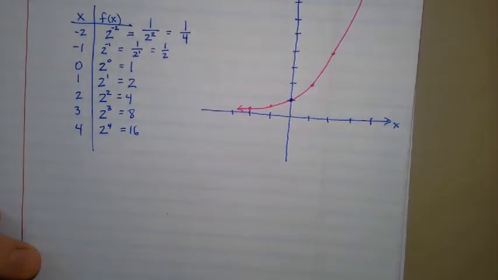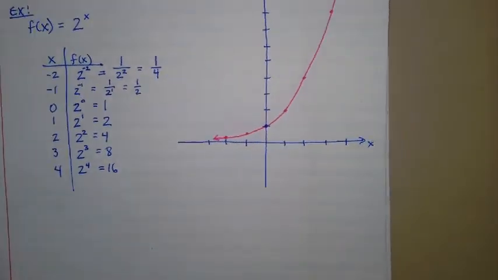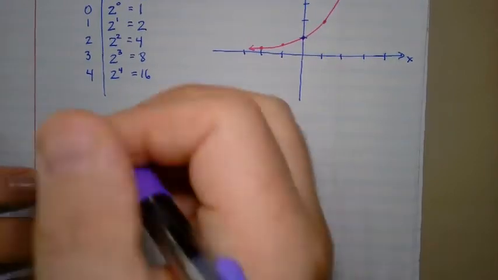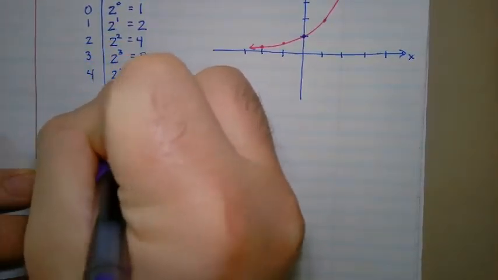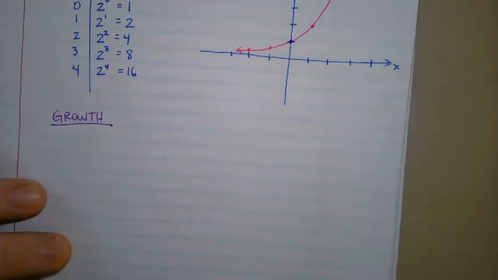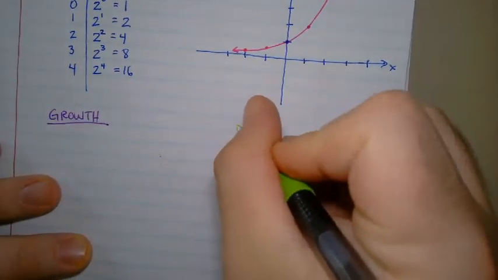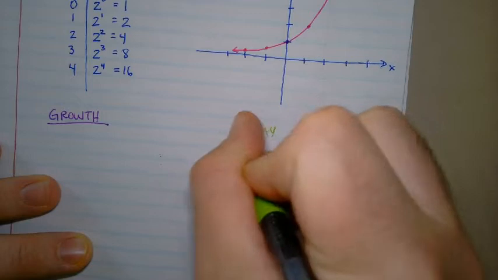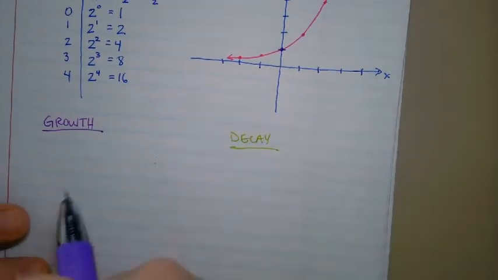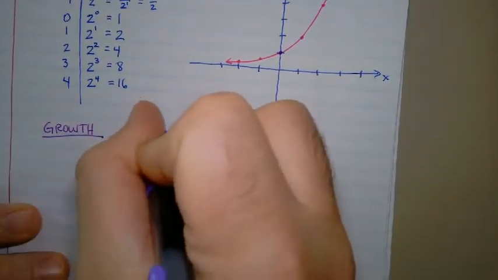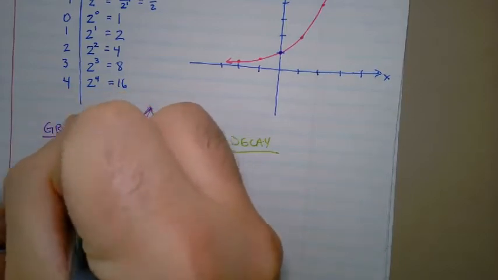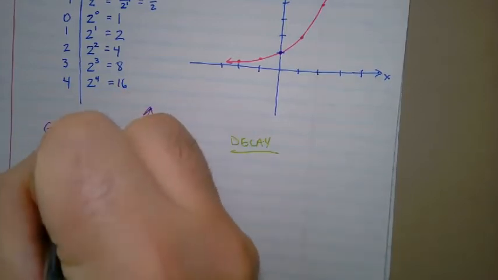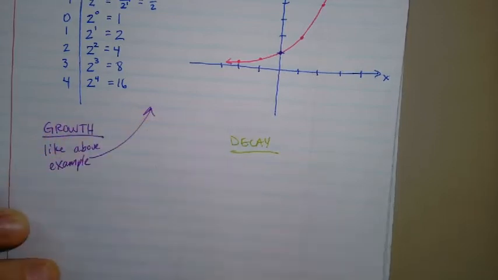Now, when we're talking about exponential functions, there's really two types that we talk about. We talk about what's called growth, and we talk about decay. All right, so growth is like the example we just saw, like the above example. That's an example of growth.